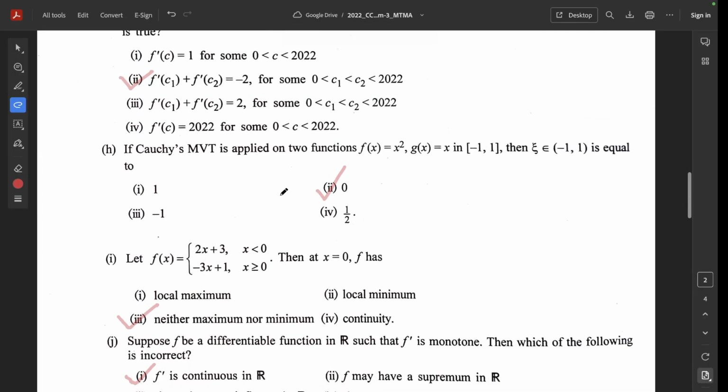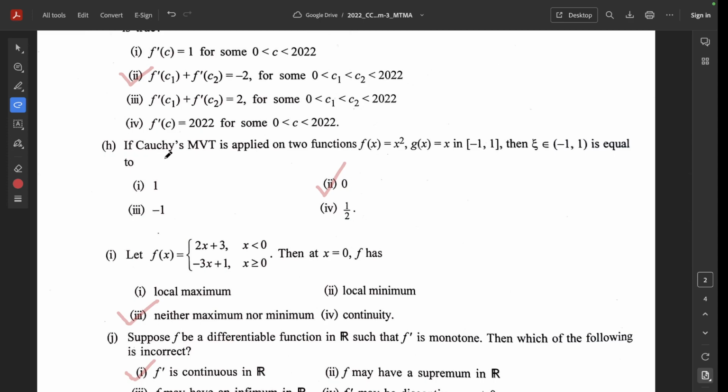Next question, question 1H. If Cauchy's MVT is applied on two functions f(x) equal to x squared, g(x) equal to x in the closed interval minus 1 to 1, then xi belongs to the open interval minus 1 to 1 is equal to, correct option is 2, value of xi.